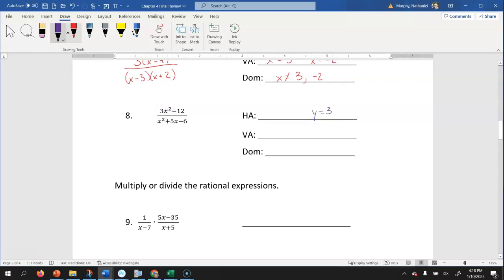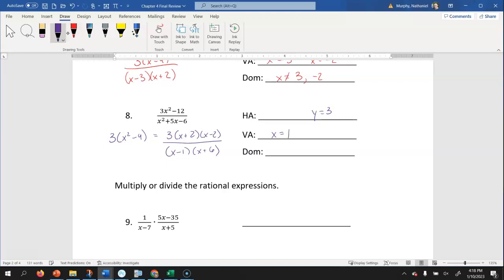For our vertical asymptotes, to find those, we've got to factor this down. So in the numerator, I'm going to start by factoring out a 3. And then I notice that x squared minus 4 is a difference of squares. So that factors down to be x plus 2, x minus 2, and then we still have that 3 in front. For the denominator, what two numbers multiply together to be -6 and add together to be +5? Well, that's going to be a -1 and a +6. So we use those to find the vertical asymptotes.